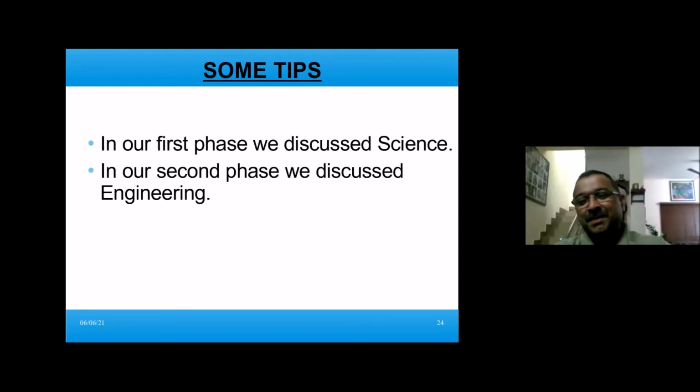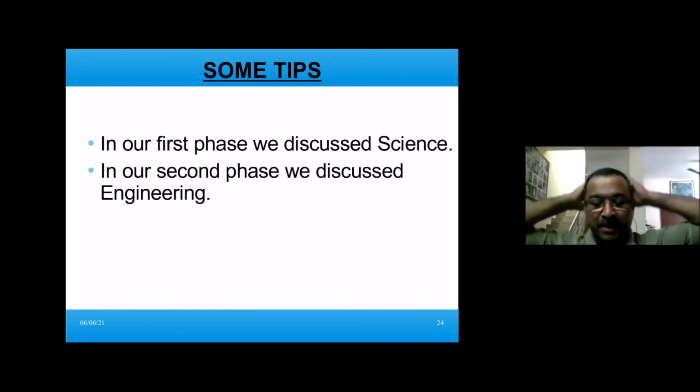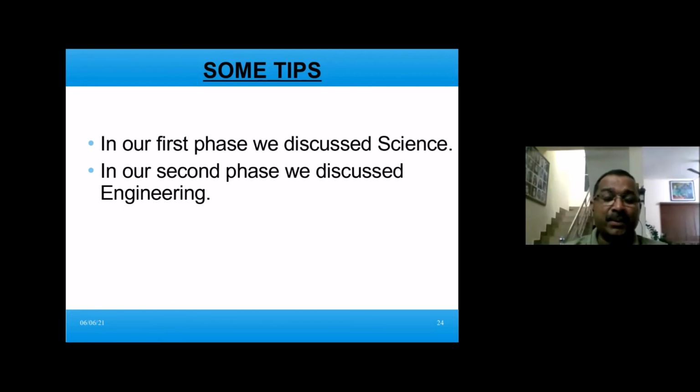So that is the difference between science and engineering. You people are actually in 9th, 10th, and 12th standard. After the 12th standard, you have to make a decision whether to go into the science stream or the engineering stream. So you have to keep in mind these things. I think you got the difference between science and engineering. So when you are in 12th, think about it.